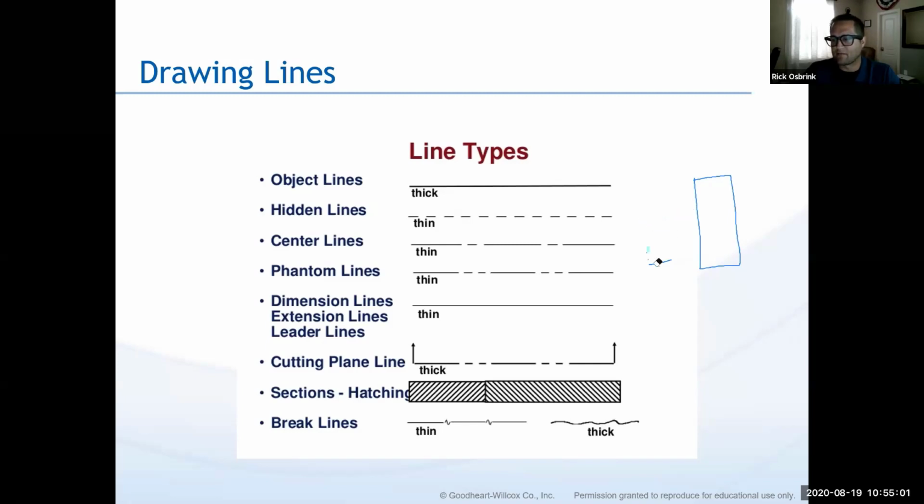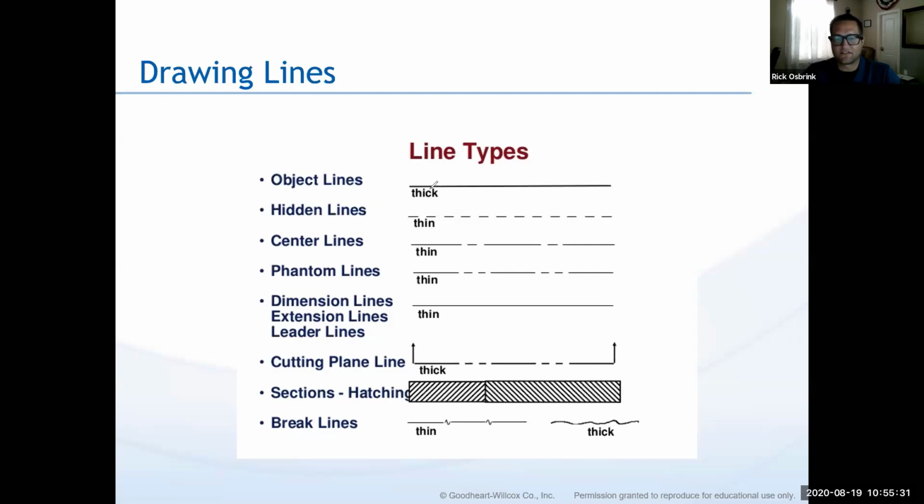Another use of the phantom lines is to show movement. So let's say we have our widget here, and let's say that there's an arm on here that swings like this, okay? And I can show you the solid component, how it fits together, and then I can use those phantom lines to show you movement of that particular arm and say, hey, this arm swings around this way here. Okay, so that's another use of a phantom line.